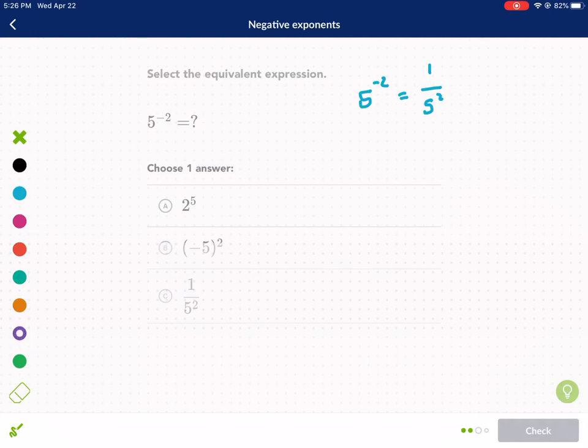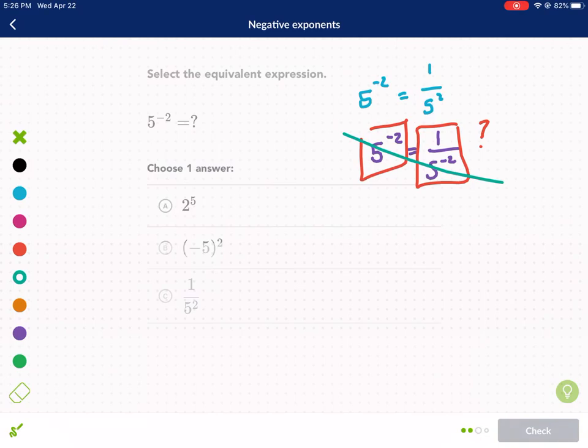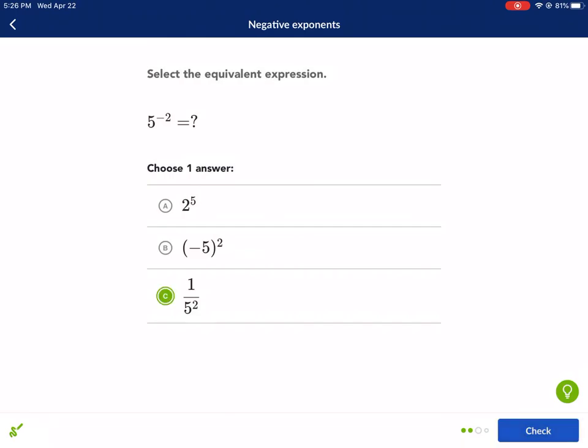One of the problems I see often is my students go 5 to the negative second is 1 over 5 to the negative second. This cannot be true. How can these two values be equal? They can't. Okay, this is bad. You don't want to do that. What they think is, oh, I need to make it into a fraction, but then they forget to make it positive. The whole point is that a negative exponent is equal to a positive exponent as long as you put it in the denominator of a fraction. Okay, so that is going to be C for the 3rd time in a row.